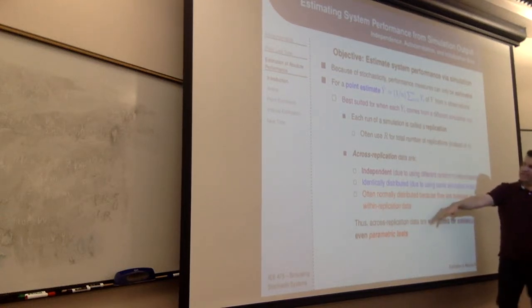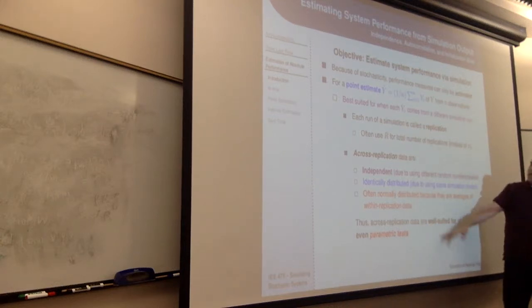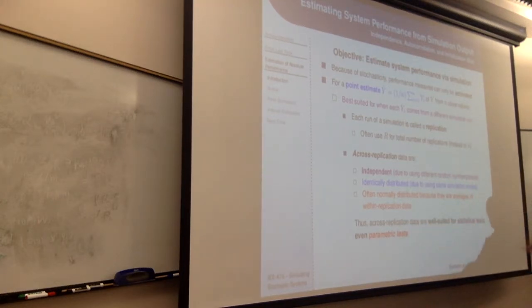So across replication data, they're independent, they're identically distributed, and normally, they are normally distributed because very often, if you take data out of a replication, it's the sum of a lot of things. So we might say I simulated 5,000 customers, and for a single day, the average time a customer waited in line was going to be all of the 5,000 waiting times divided by 5,000. Well, that means that sample for that single replication will be very likely by the central limit theorem to come from a normal distribution.